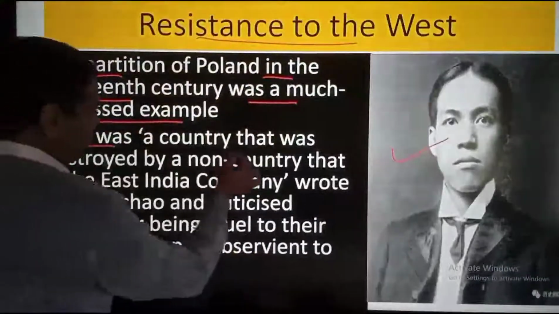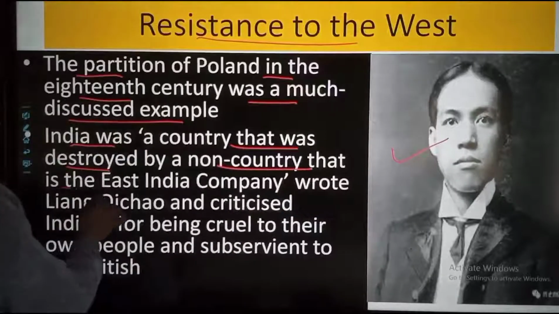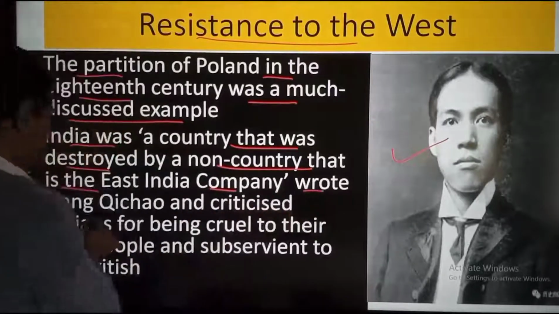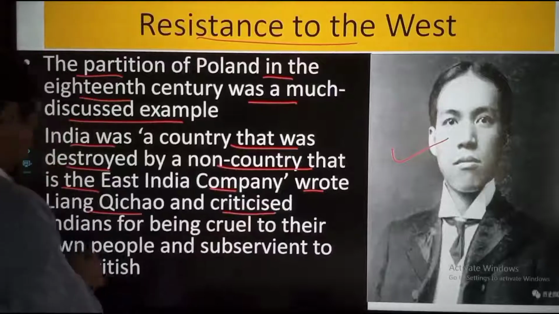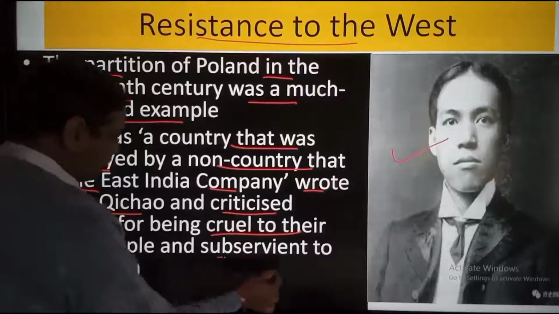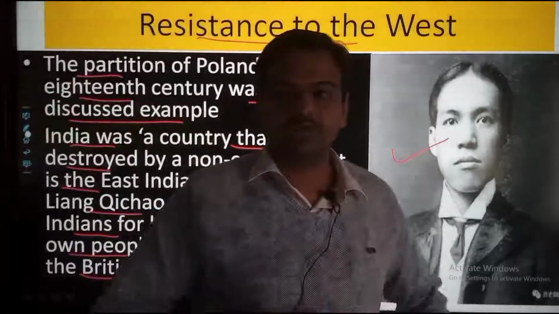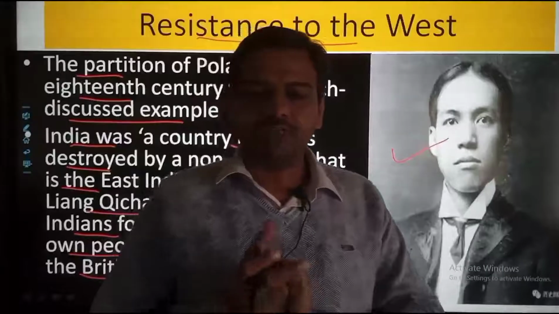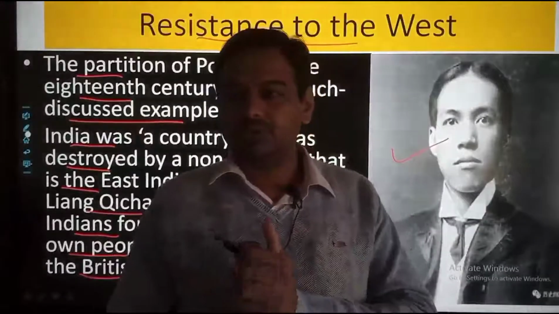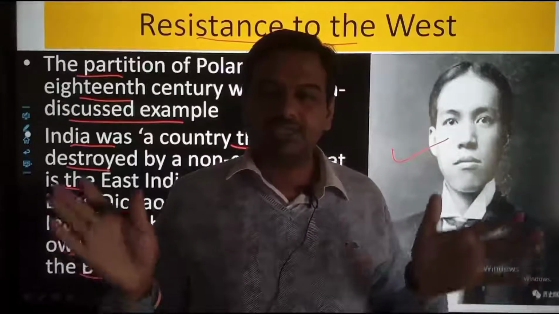India was a country that was destroyed by a known country, that is the East India Company, wrote Liang Qichao, and criticized the Indians for being cruel to their own people and subservient to the British. So he also spread the news of India, which was colonized by a known country, because the East India Company came here and colonized India.